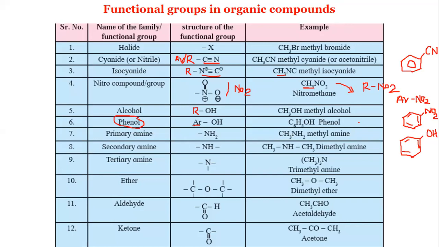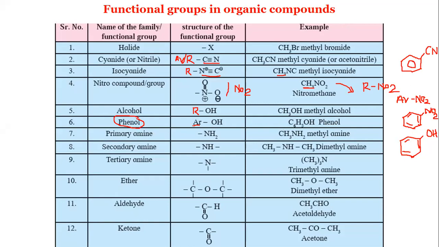If R group is there and the OH group is there, it becomes alcohol. And if Ar is there, OH is there, it becomes phenol. So this should be identified. Alcohols, phenol should be identified in 11th standard. So in case of phenol, also we can write different examples of phenols.